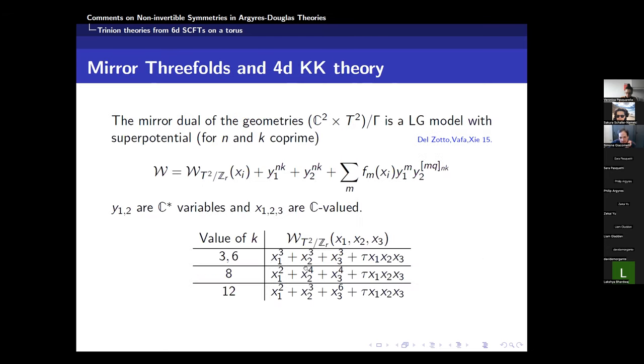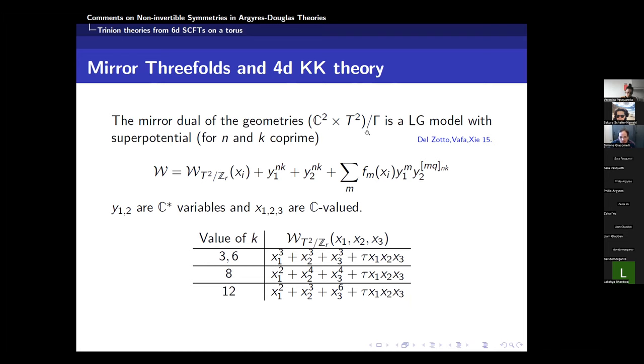In any case, the idea for us, once we have the geometry describing this KK theory, is to try to identify the trinium models we are interested in at special points in the moduli space of this field. And this will be done by tuning these coefficients.